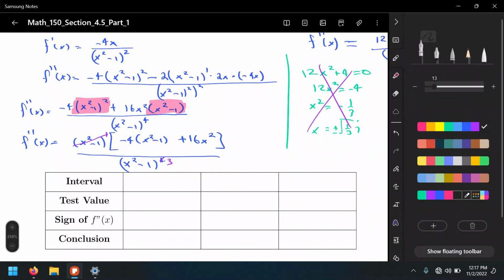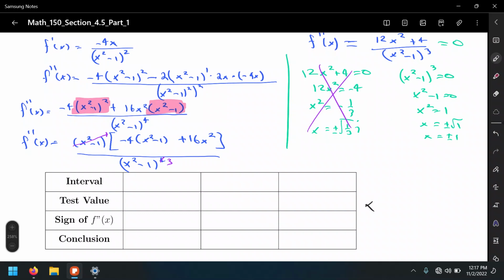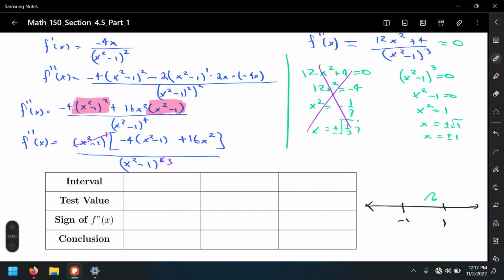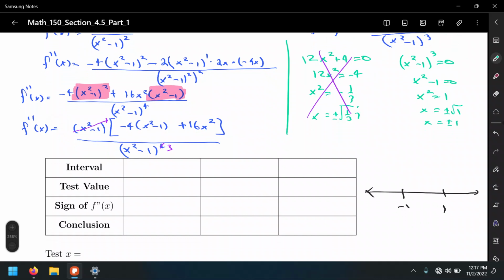Let's plot those values on a number line. Negative 1 and 1. That's going to lead us into 3 intervals to test. So that's why I have 3 columns in our box to test those values. Alright, so that's going to be negative infinity to negative 1, negative 1 to 1, and 1 to infinity.